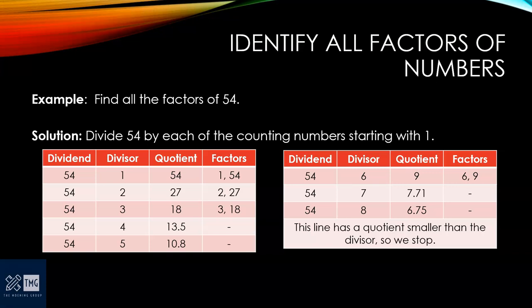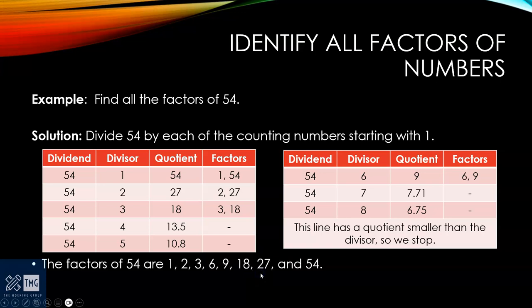And that's why you only have to go up as far as until the quotients are smaller, because then it's almost like we're flipping over and doing it again. So we have found all of our factors, and then we want to put them in order least to greatest. So 1, 2, 3, 6, 9, 18, 27, and 54.